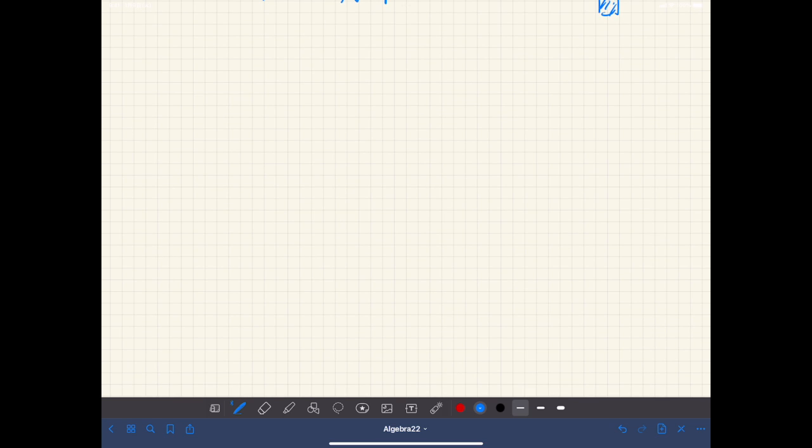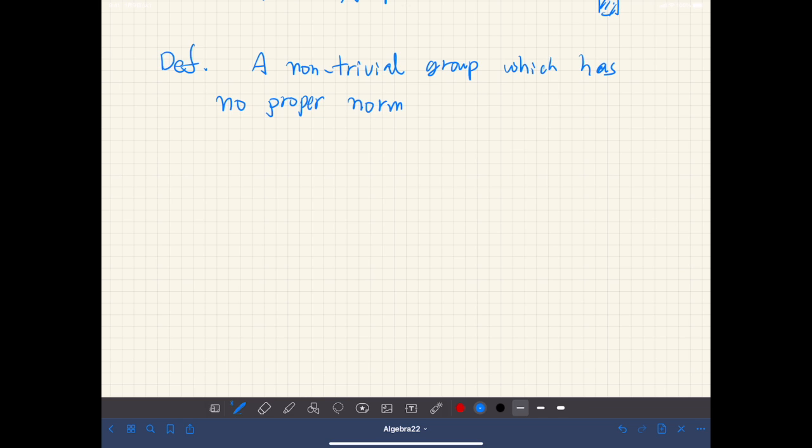Now let's define one term. Any non-trivial group, so that contains more than one element, which has no proper normal subgroup, is said to be simple.